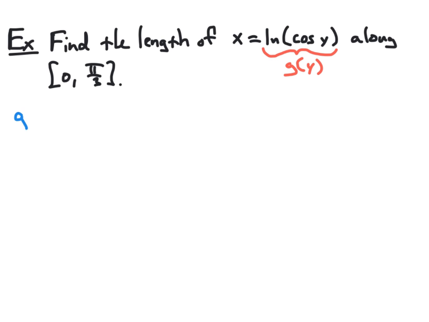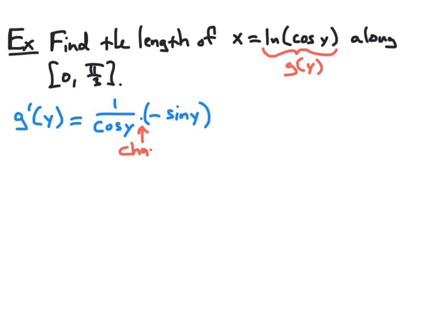So here we go through the same algebraic steps as we would if this were a function of x. We first compute the derivative of our function g of y, so we want g prime of y. This is a composition, so we need to use the chain rule. So the chain rule here will be 1 over the cosine of y, that's the derivative of the natural log function. But then we do need to remember to multiply by the derivative of cosine y, which we know is negative sine y. And so this multiplication here is in fact an instance of the chain rule.